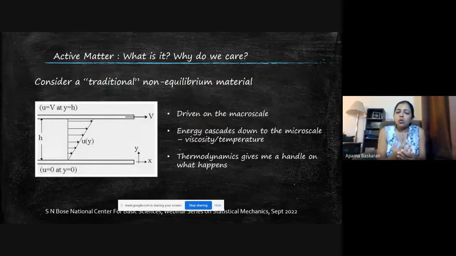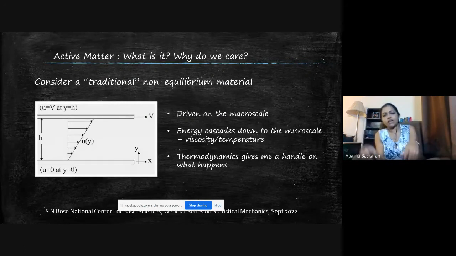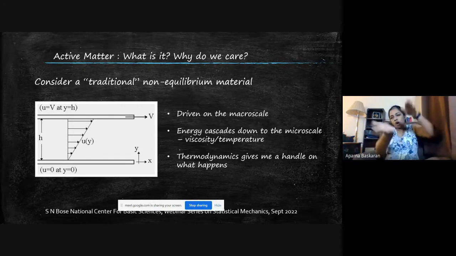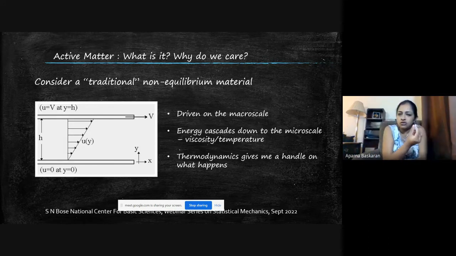Now, why should we care about this system? There are a number of different reasons, but first let me try to make the case that we don't actually know how to think about it. When I take this traditional non-equilibrium system, a system that I would have studied as a non-equilibrium StatMech person if I had been born 20 years earlier, I would be thinking of a sheared fluid. A sheared fluid is a system where I'm driving the system at the macro scale. What do I mean by that? I'm shearing the fluid at the walls. The length scale over which I'm imposing the shear is much, much larger than the length scale associated with the collisional dynamics of the microscopic entities.